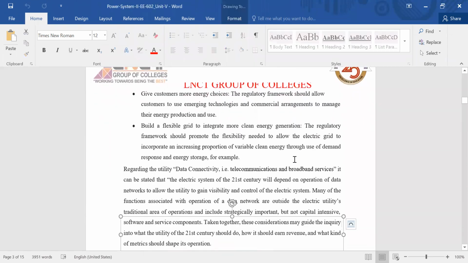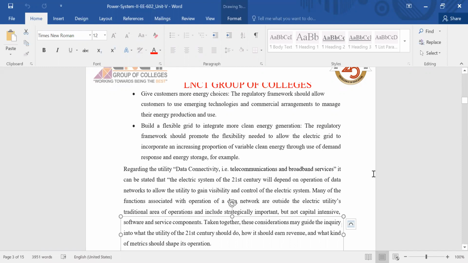The regulatory framework should allow customers to use whatever emerging technologies and commercial arrangements are there, and to maintain their energy production. Then it will build a flexible grid to integrate more clean energy generation. The regulatory framework should improve the flexibility needed to allow the grid to incorporate the increasing proportion of variable clean energy through demand response and energy storage.